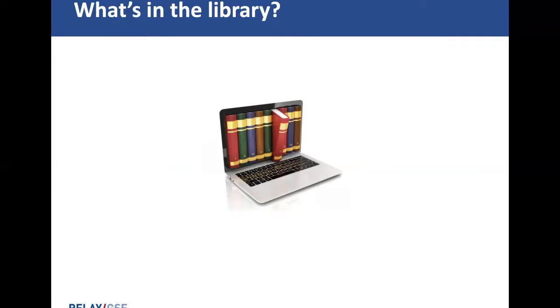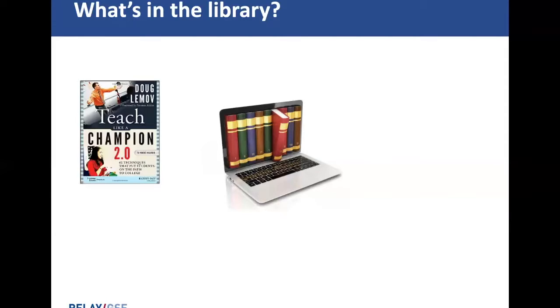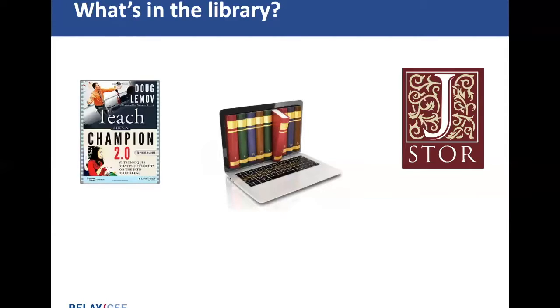First, let me give you a brief overview of the Relay Library. While most campuses have small physical collections, the vast majority of our resources are digital. We have over 100,000 ebooks, and we have hundreds of thousands of journal articles. In addition to the more standard library fare, we've got a lot of other useful resources.